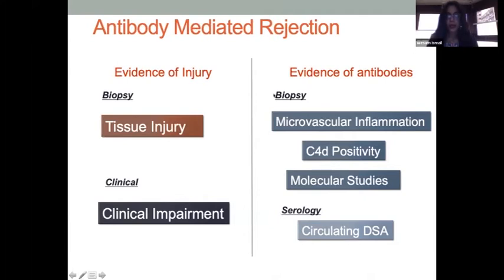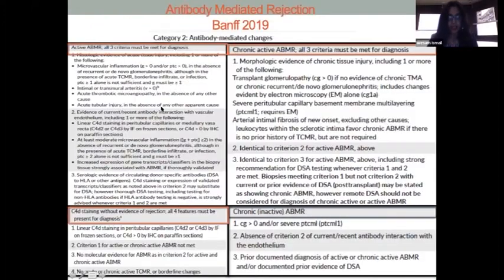Now, in 2019, this is the diagnostic criteria for antibody-mediated rejection. I know they are long. I'm not going to go through all the details. I'm just going to give you a general outline. As you can see, on the left we have one category, which is active antibody-mediated rejection, where all three criteria must be met for diagnosis. Then we have C4D staining without evidence of rejection, and this category requires 4 features to be present for diagnosis. And then we have the chronic active antibody-mediated rejection, again with 3 different criteria.